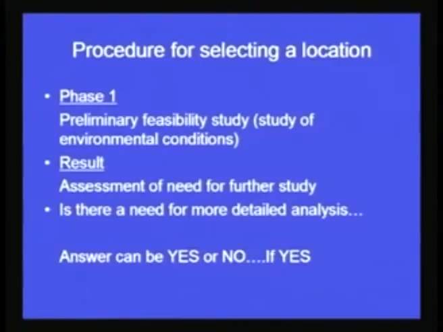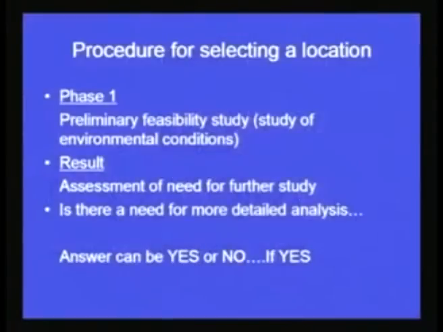So phase 1 we will repeat, because these are the different phases that we need to understand. Phase 1 is the preliminary feasibility study: whether the location or area that we are trying to focus on is feasible according to the environmental conditions or not. Then we do the assessment of whether further assessment is required or not. Is there a need for more detailed analysis? We have to take a decision. The answer can be either yes or no. If it is no, I have already told that there is no need to go for further analysis. If it is yes, then what do we have to do? Let us see that.